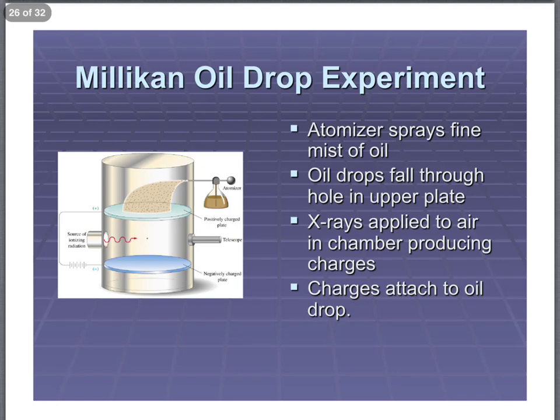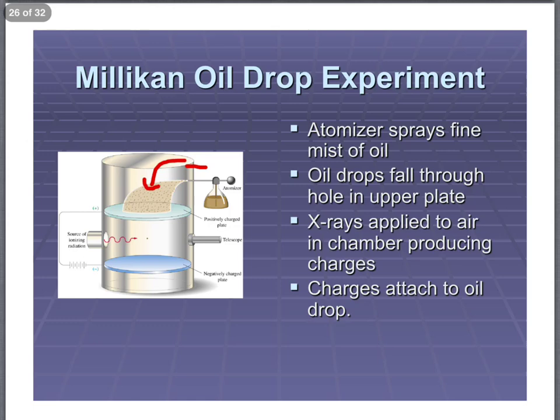There was a spray bottle, basically. It's called an atomizer, but what it did is it sprayed a very, very fine mist of oil into this chamber. So you can see that oil right there. And the oil droplets would fall because the force of gravity is pulling them down. And there was a little tiny hole right here in this plate. And any oil drops that happened to fall right on top of that hole would fall through the top plate.